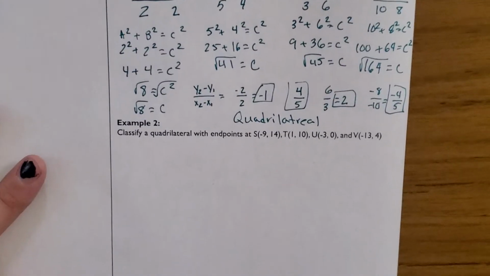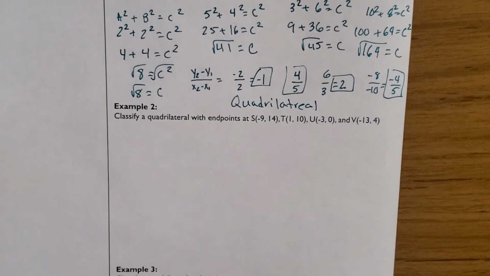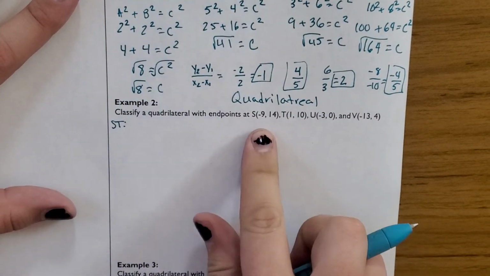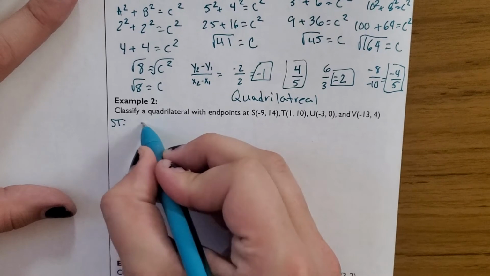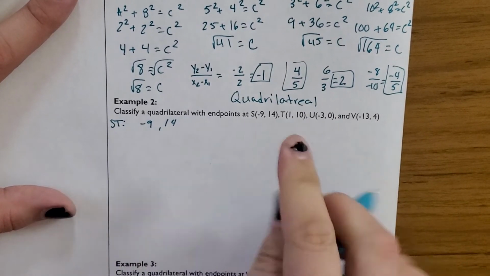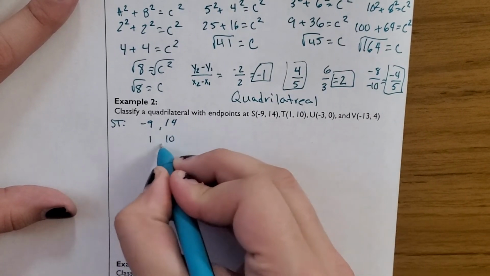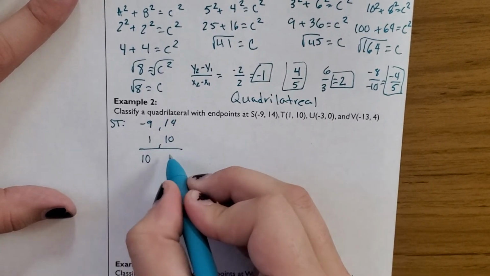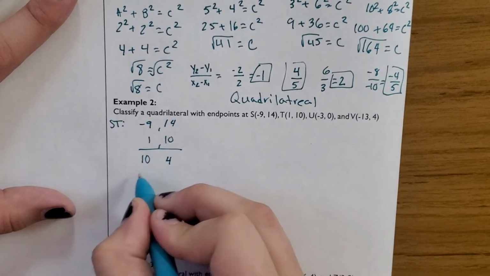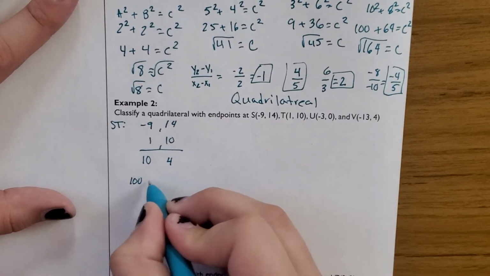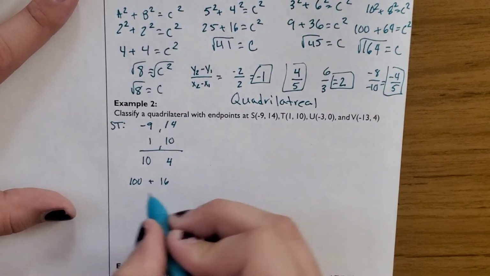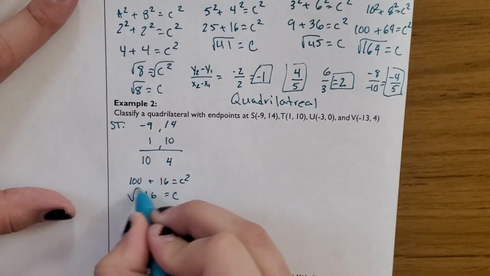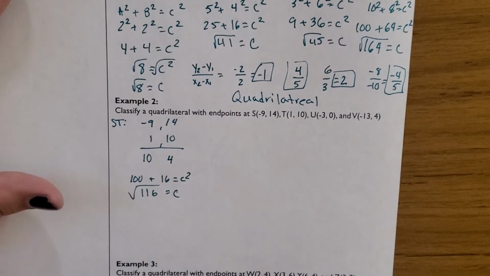In example 2, same idea. We're going to start off the same way and do all of our distance formulas. So I'm going to start with S to T. S is (-9, 14) and T is (1, 10). So the distance between those is 10 units, and the distance between 10 and 14 is 4 units. So I get 10 squared is 100 plus 4 squared is 16. That's 116. And since this is c squared, we know that we have a square root of 116.